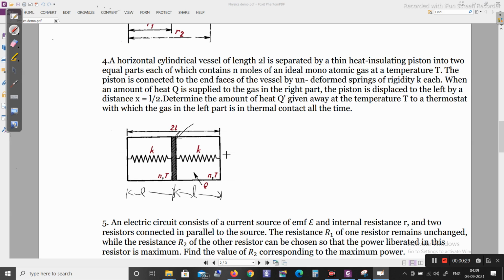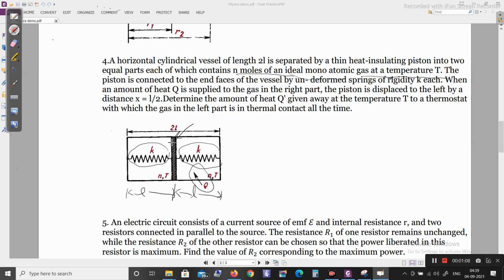Now this vessel is filled with an ideal monoatomic gas, where the number of moles is n, and it is filled at temperature T. Initial temperature will be T. This is the initial condition. Now there are two springs attached to the piston, having spring constant, or rigidity, K. An amount of heat Q is supplied to the right part.